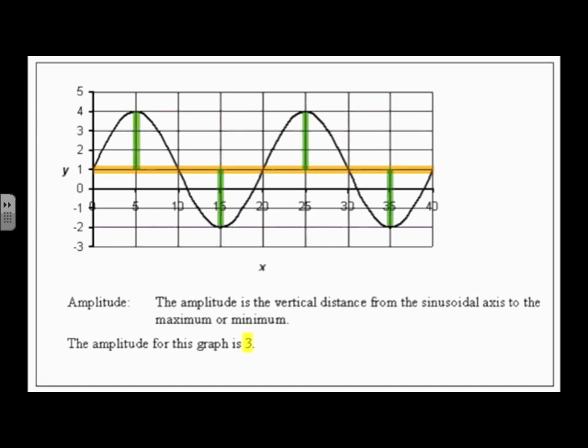The sinusoidal axis is still highlighted in orange. We're now going to find the amplitude. The amplitude is the vertical distance from that sinusoidal axis to a maximum or minimum. I've drawn in the amplitude using 4 vertical lines. In all cases, the vertical distance on those lines is 3 units. So we say the amplitude for this function is 3.